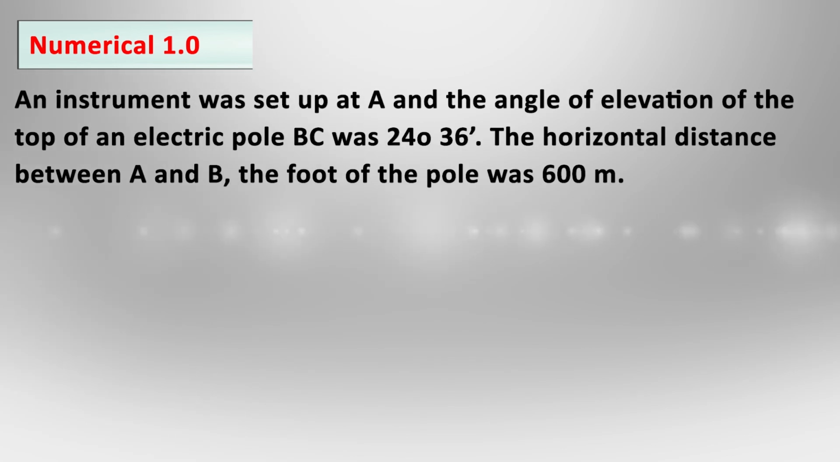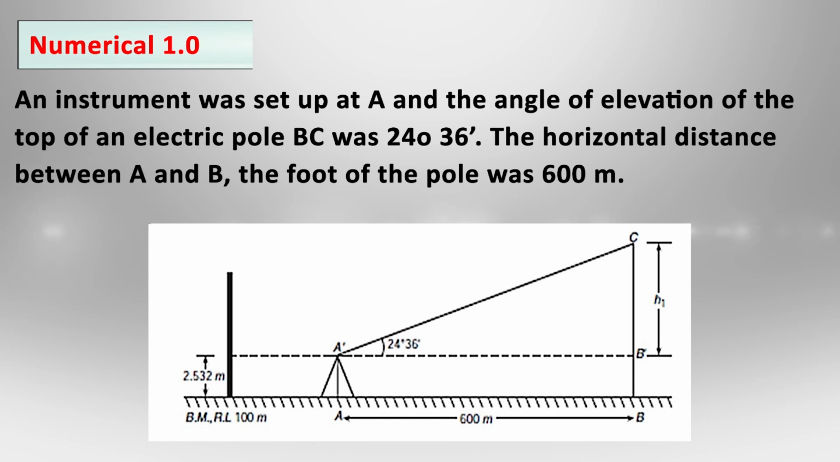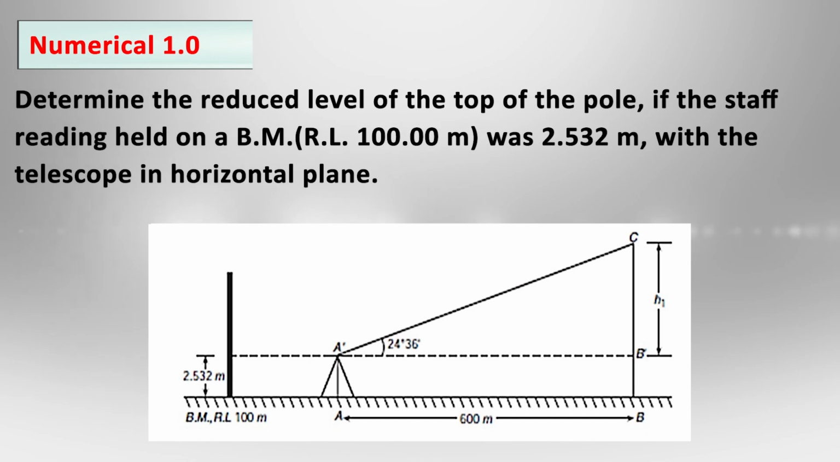Let us take a question from our textbook, Agor. An instrument was set up at A and the angle of elevation of the top of an electric pole, say BC, was 24 degree 36 minutes. The horizontal distance between A and B, the foot of the pole, was 600 meters. Determine the RL of the top of the pole if the staff reading held at benchmark was 2.532 meters. Assume that RL of benchmark is 100 with the telescope in the horizontal plane.